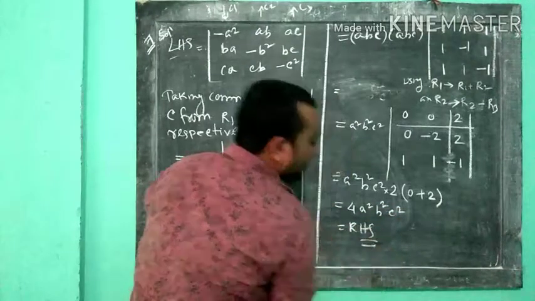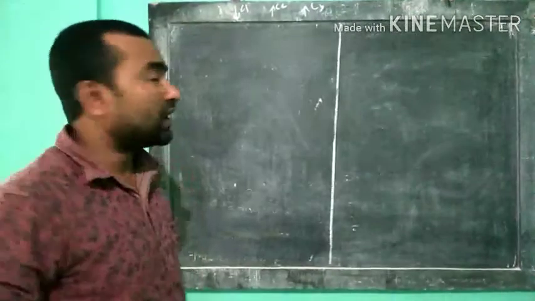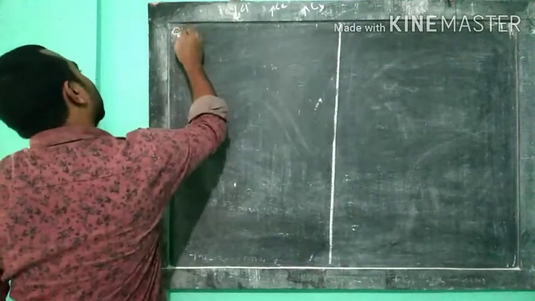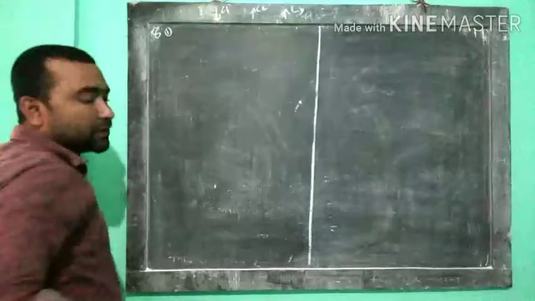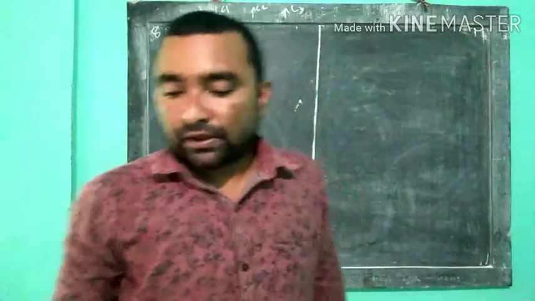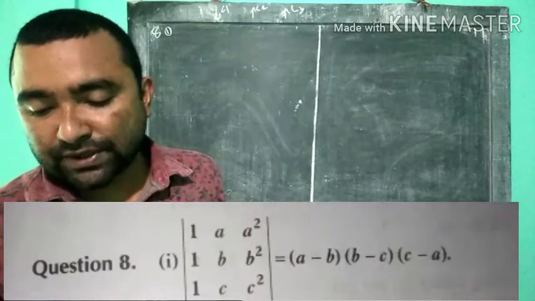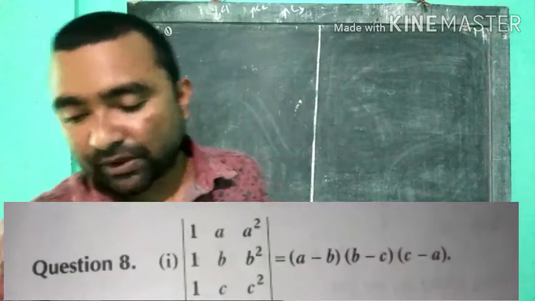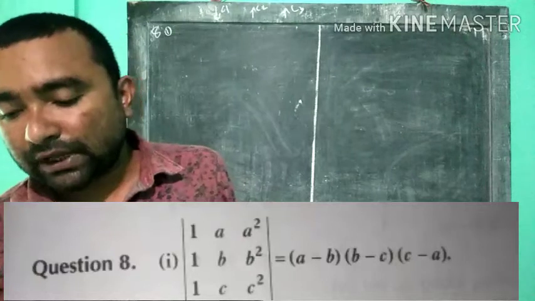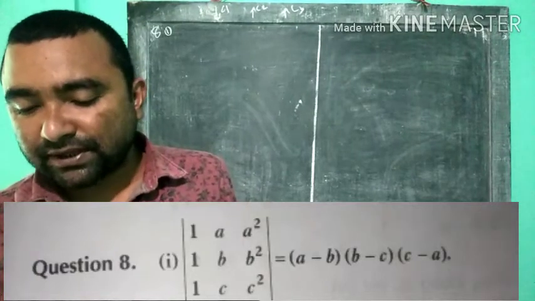This is the answer. Now we are going to prove question number 8.1. Question 8.1 is: the determinant with first column 1, 1, 1, second column a, b, c, and third column a², b², c² equals (a minus b)(b minus c)(c minus a).